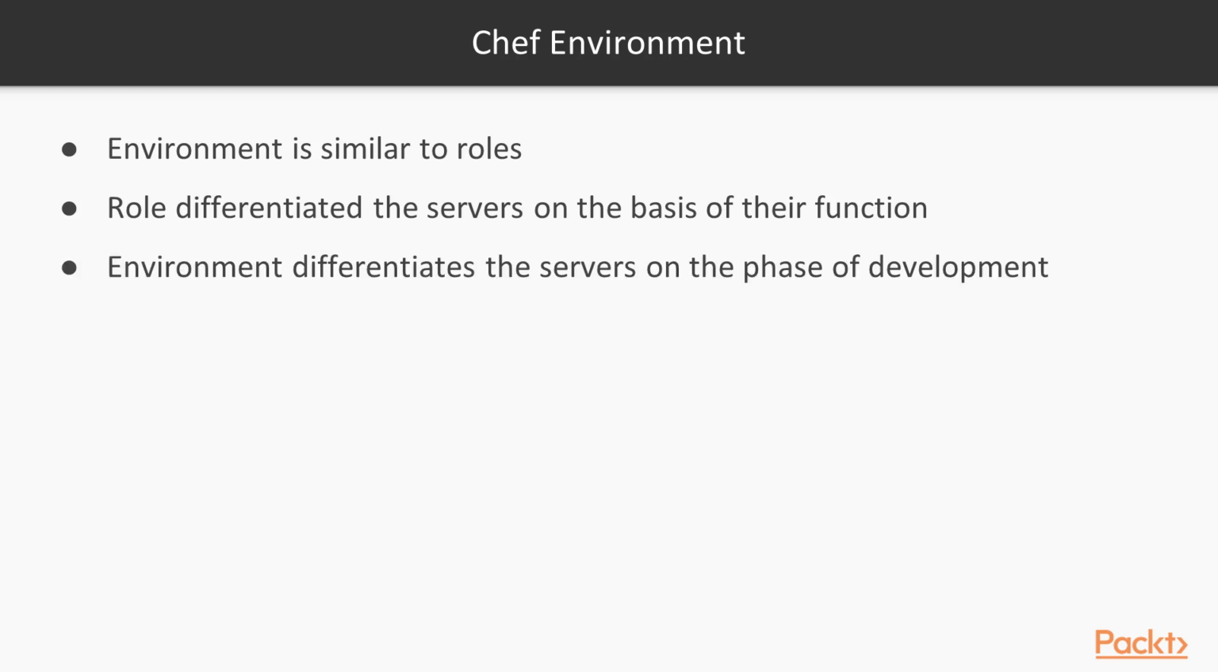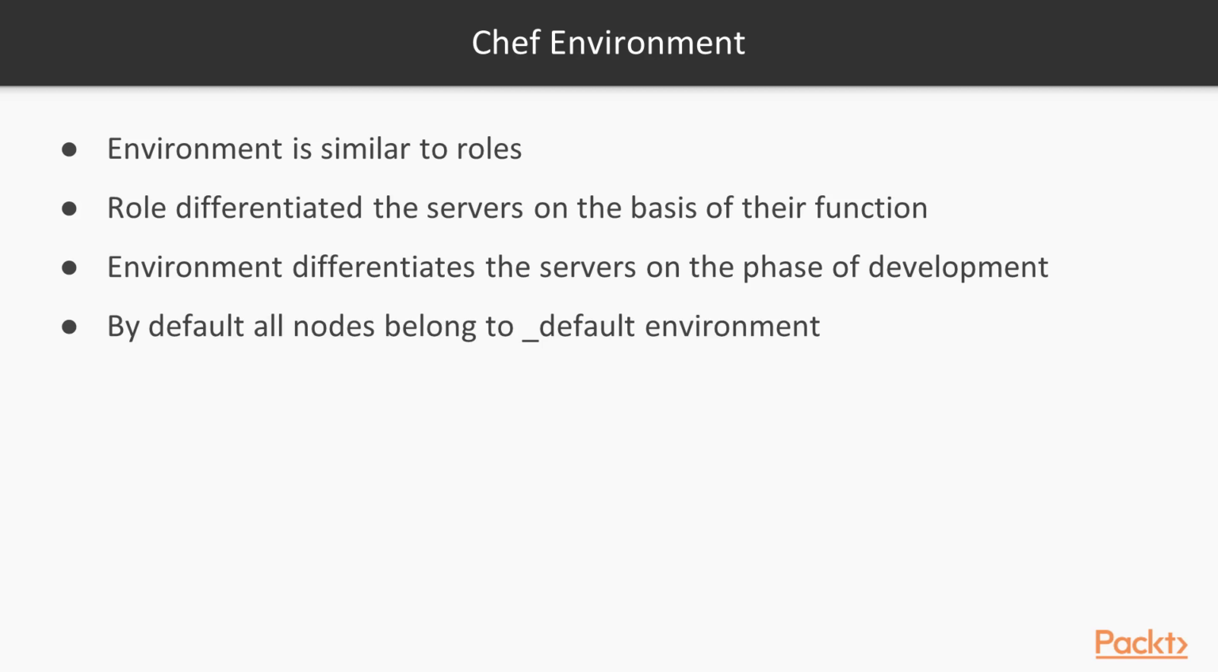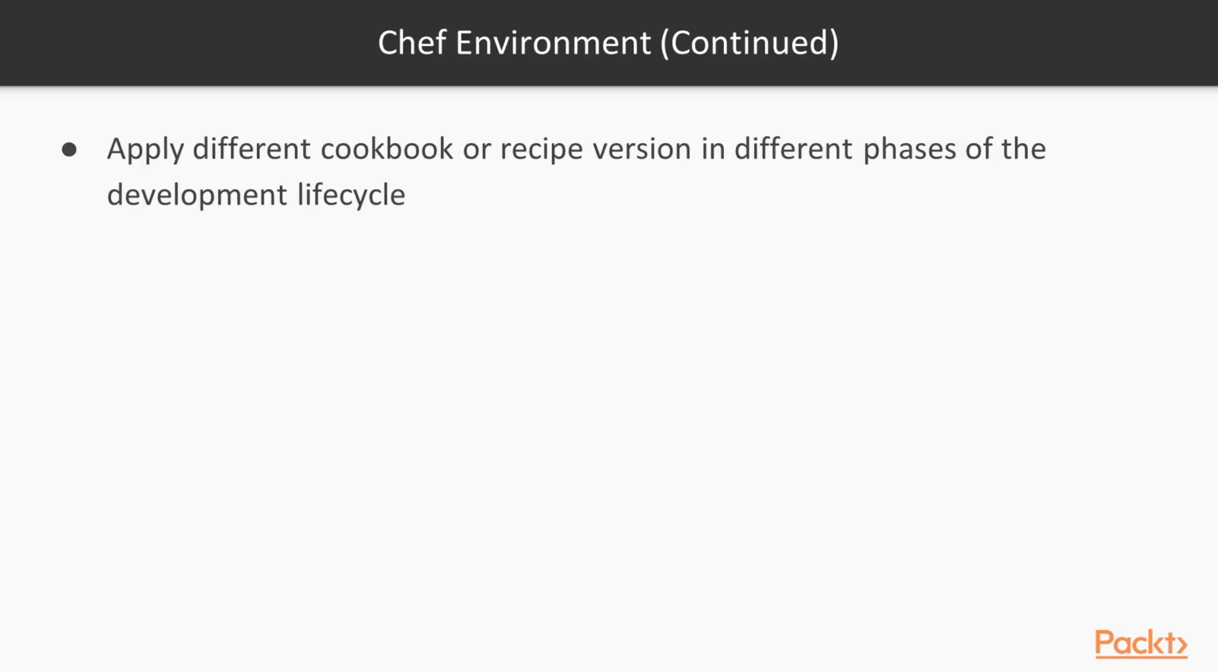But in case of environment, we are not differentiating on the basis of the function. Rather, we are differentiating on the basis of different phases of the development life cycle. Like I can have a dev environment, staging environment, a test, or a prod environment. The same web server could be running different versions of the software in these different environments. By default, all the nodes belong to the default environment, and we can apply different cookbook versions in different phases of the product life cycle with the help of the environment.